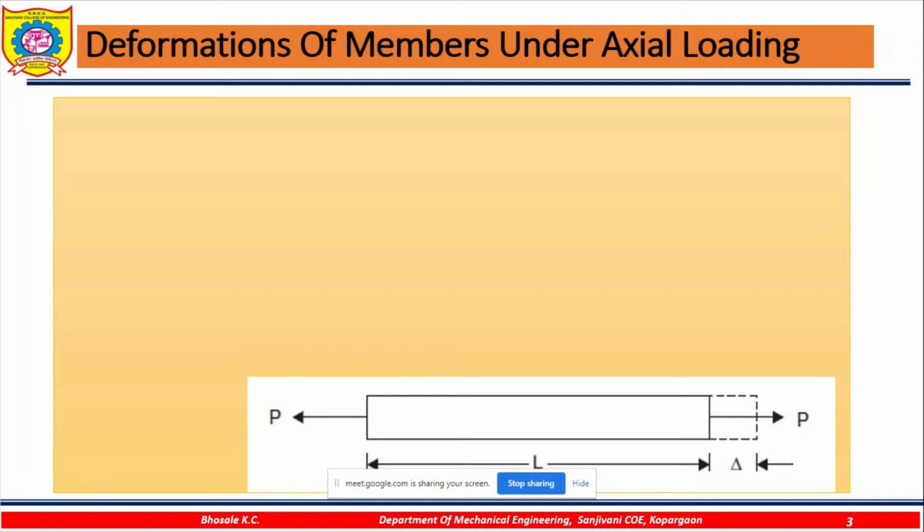Okay. So suppose that we have a rod. This is the rod. We apply the tensile load. So when we apply the pulling type of load, that load will be called the tensile load. Suppose this is a circular rod, D is the diameter of the rod and L is the initial or original length of the rod.